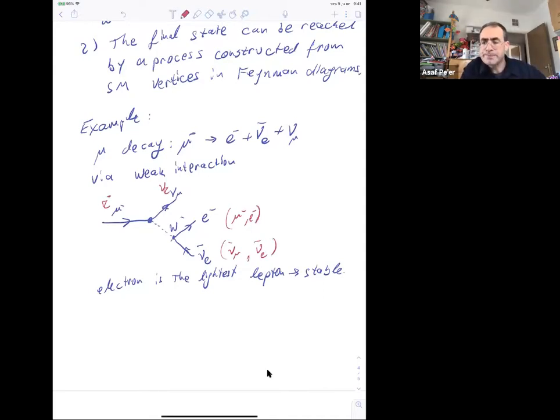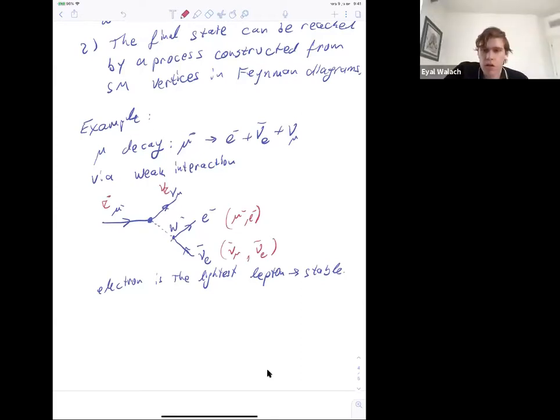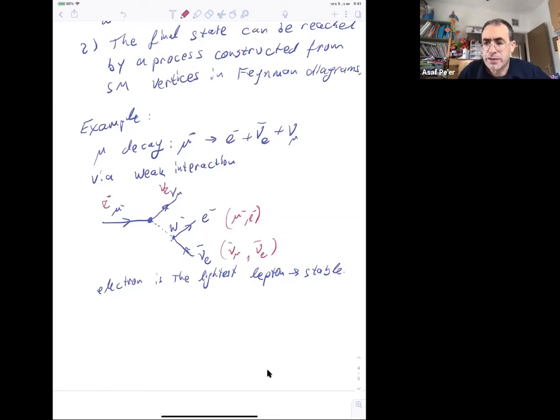Is that clear? Simply because the tau is heavier, right? So we can always go to the center of mass. Then it can decay both to the muon and to the electron.